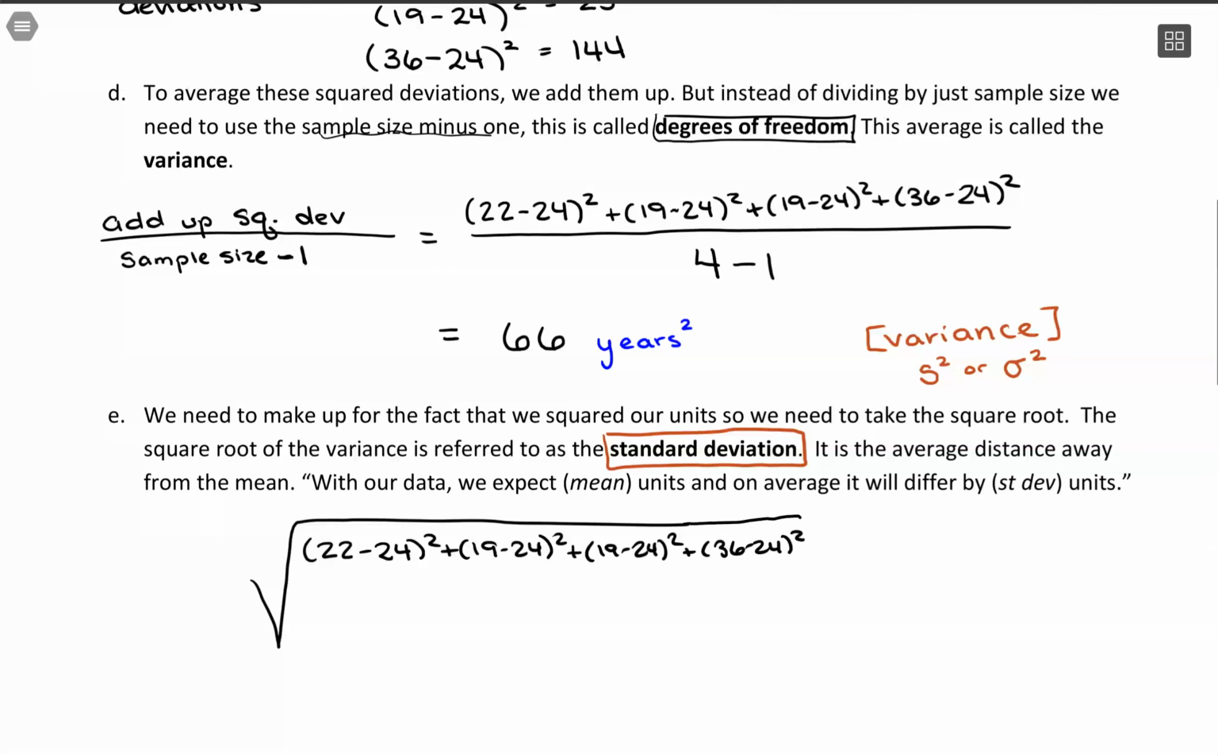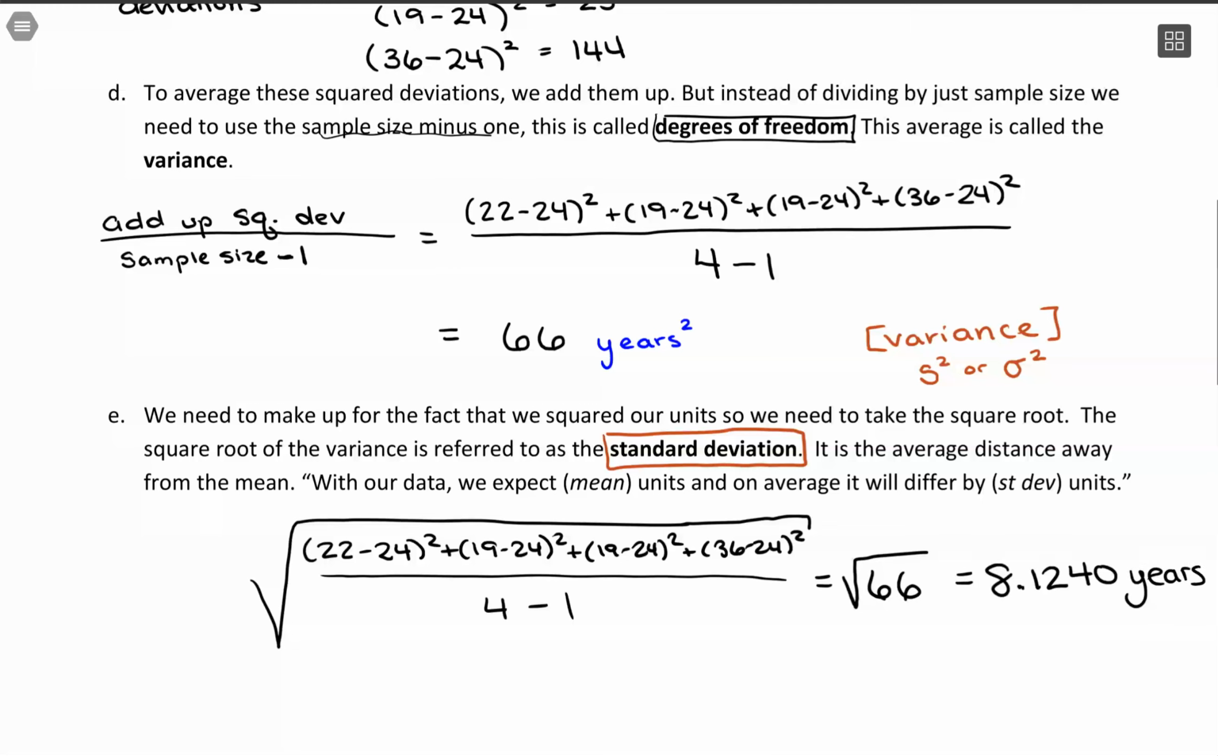And then in the denominator, dividing by sample size minus 1, with the idea of taking the average. So this will be the square root of 66, which will be 8.1240. And then by taking the square root, our units are back to where we want them in terms of years. This calculation right here overall is our standard deviation. So standard deviation will always have this big square root, and then in the numerator, adding up the squared deviations, denominator, sample size minus 1.